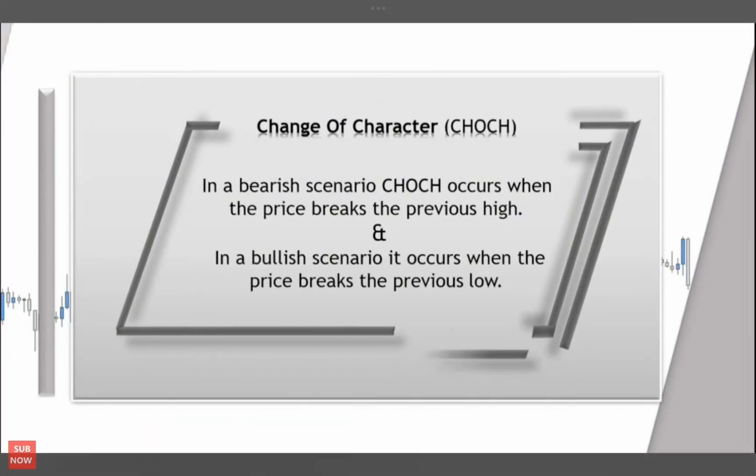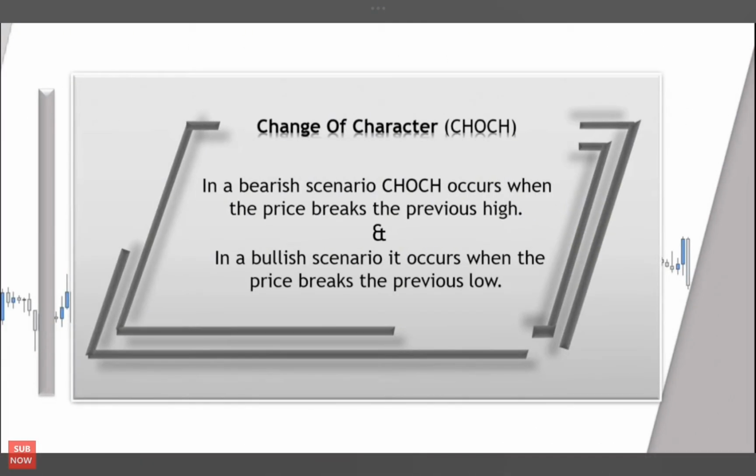The next principle we will discuss here is the change of character, so let us look at its definition. In a bearish scenario, CHoCH occurs when the price breaks the previous high. In a bullish scenario, it occurs when the price breaks the previous low. Although the term CHoCH may seem arcane at first, it simply refers to the fact that the market has changed through time.